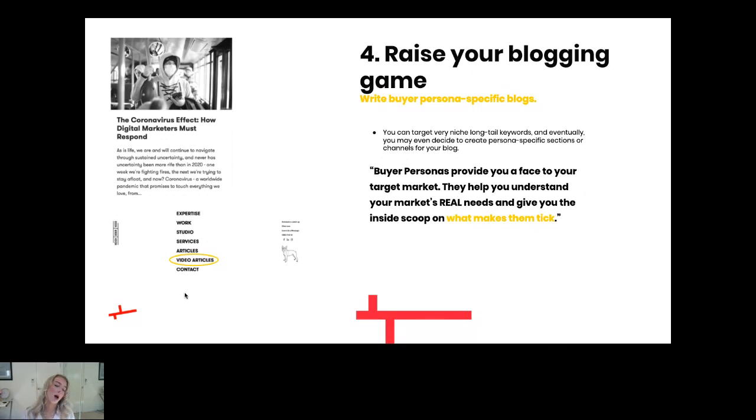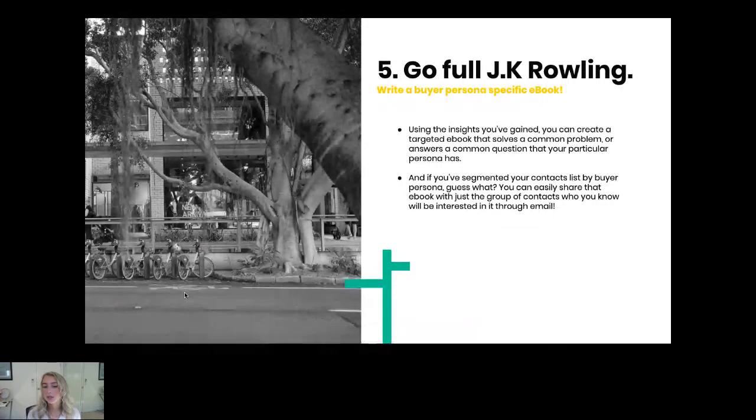So as well as a blog, you can write a buyer persona specific ebook. So using the insights that you've gained about your buyer persona, you can create a targeted ebook that solves a common problem or answers a common question that your persona has. As well as this, if you can segment your contacts list based on buyer persona, that's a great way to easily share your ebook with that group of contacts who you know will be interested in it. And you can just flick it to them through an email and they'll be like, oh my God, how did you know I want to read about this? So that's really, really helpful.